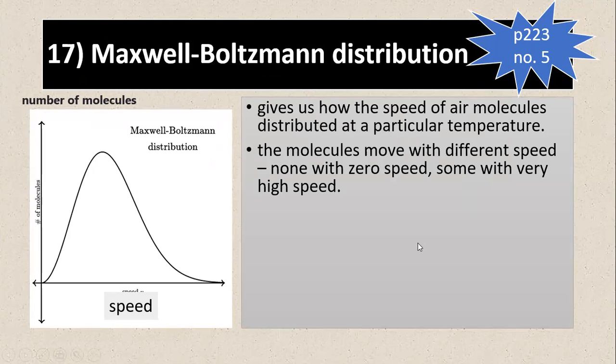Molecules move with different speeds, none with zero speed. That's why there's none at zero here. It definitely will have a speed because there's always a collision. It will never be stationary. Some with very high speed, that's what it means, but most of them will be here.